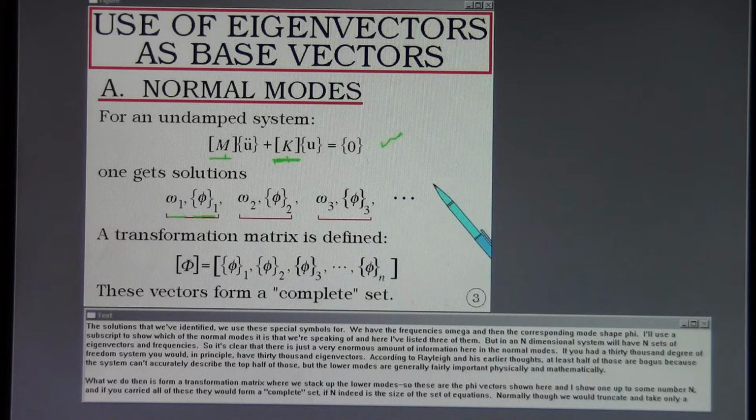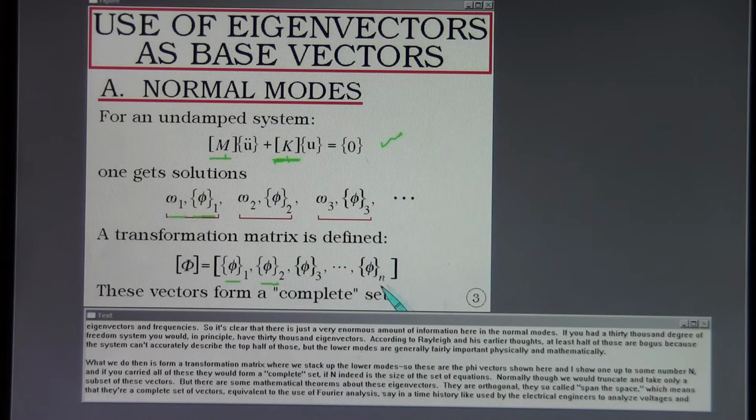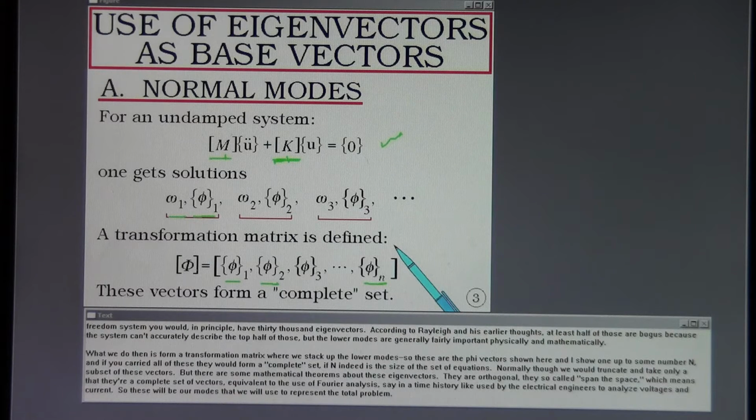According to Rayleigh and his earlier thoughts, at least half of those are bogus because the system can't accurately describe the top half of those. But the lower modes are generally fairly important physically and mathematically. What we do then is form a transformation matrix where we stack up the lower modes. So these are the phi vectors shown here, and I show 1 up to some number n. And if you carried all of these, they would form a complete set, if n indeed is the size of the set of equations. Normally, though, we will truncate and take only a subset of these vectors.